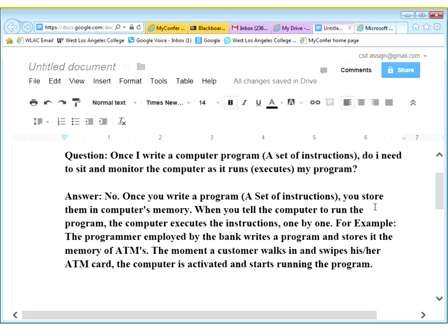Okay? Any questions on this? This is sometimes a tough concept for people to understand, that a computer program is running in memory. Okay, and you have to load it first, and then it runs within memory. Any questions on that? Yes, Lucia, go ahead and type it in the chat room.